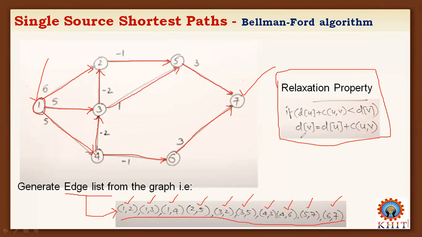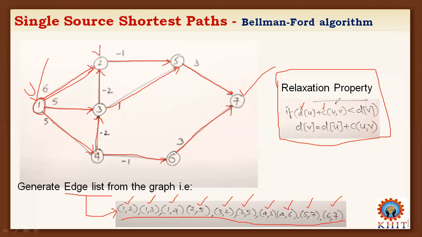Relaxation property: here C stands for cost and D stands for distance. Cost of u comma v, where u is one vertex and v is another vertex, means the path cost from vertex u to v.